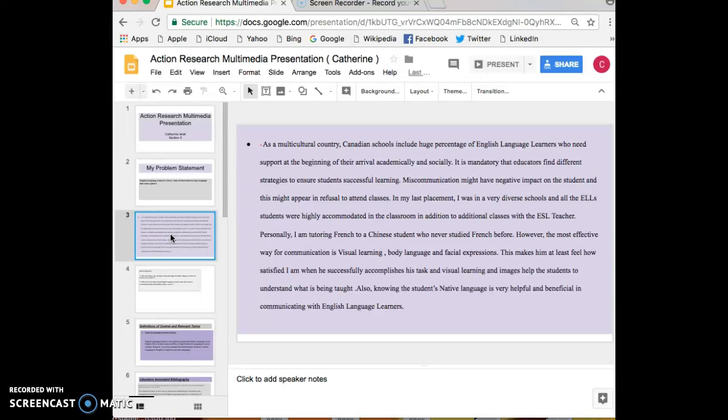In my last placement, I was in a very diverse school, and all ELL students were highly accommodated in the classroom, in addition to additional classes with the ESL teacher.